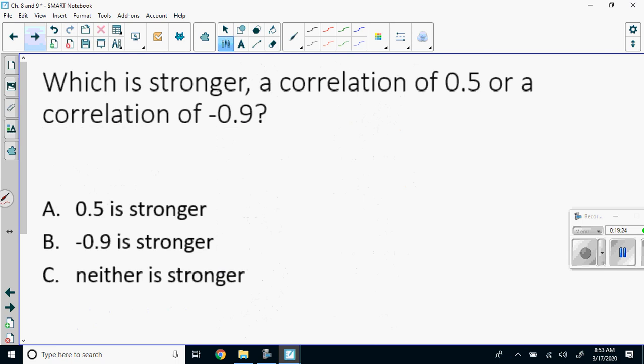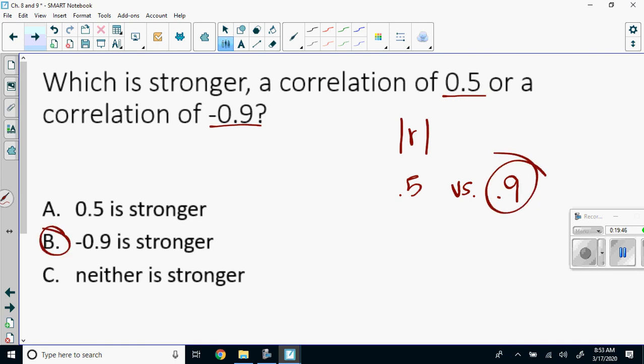Okay, this one says, which is stronger, a correlation of 0.5 or negative 0.9? When we're talking strong versus weak, we are talking the absolute value of R, so that means you drop all negative signs. So really it's saying 0.5 versus 0.9. 0.9 is stronger. So negative 0.9 is going to be a stronger correlation.